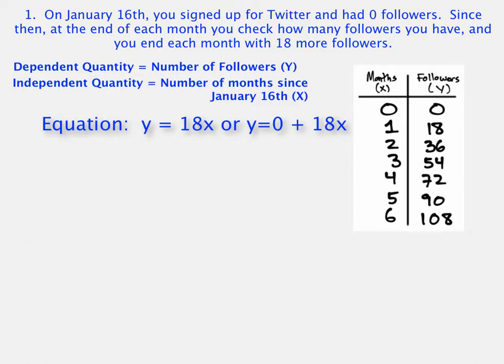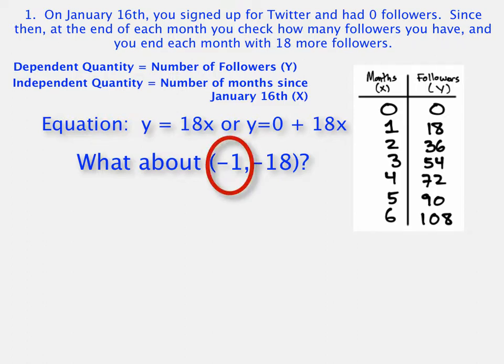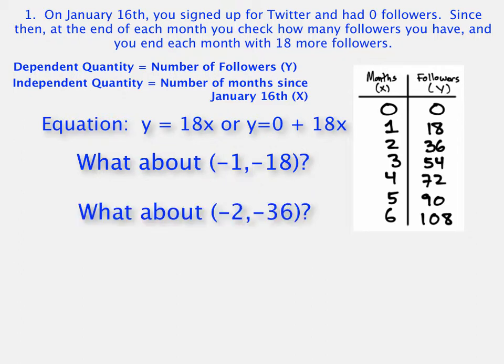Now, I claim that there are some input-output pairs that would work with the equation, but that don't make sense in real life. Can you think of any? Why don't you pause the video and try to think of some? For instance, the ordered pair -1, -18. That definitely works with our equation, but that would mean that 1 month before you signed up for Twitter, you had -18 followers? Or -2, -36. That ordered pair definitely works with the equation, but it obviously doesn't make sense to have a negative number of followers.